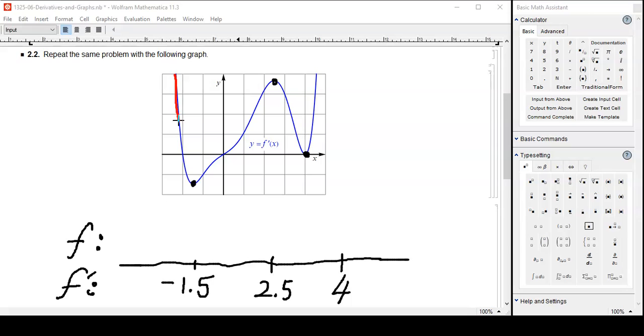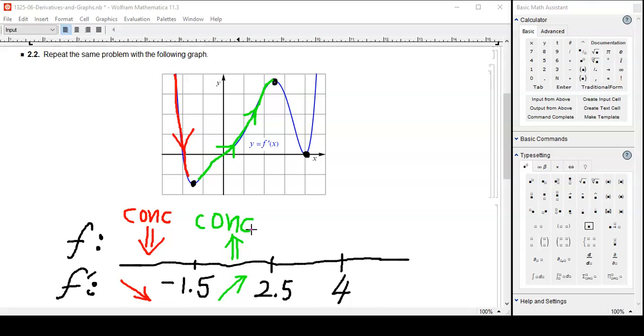Please note that the derivative function is decreasing here. It's decreasing. That means the original function is concave down. Remember, down is down. Next, here, the derivative function is going up. So, concave up in this interval. The original function is concave up. Remember, up is up.